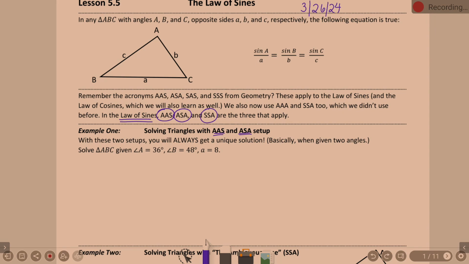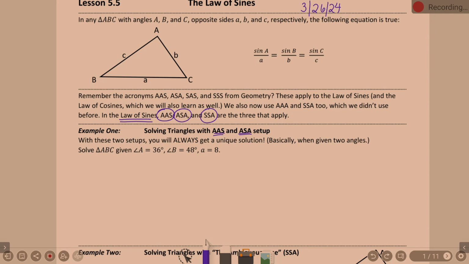So it's asking us to solve triangle ABC, given that angle A is 36 degrees, angle B is 48 degrees, and side a has a length of 8. Now, when they say solve the triangle, they're saying find all the other missing pieces. So in this case, I was given two angles. I have to find the third angle. I was given one side. I have to find two other sides.